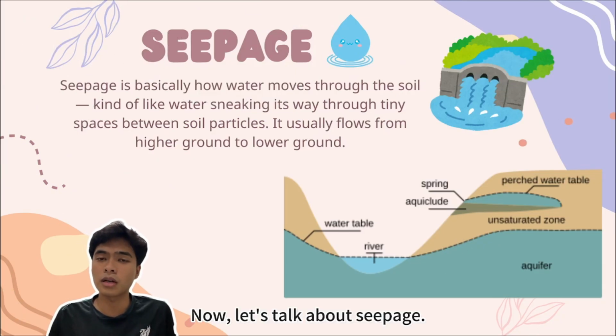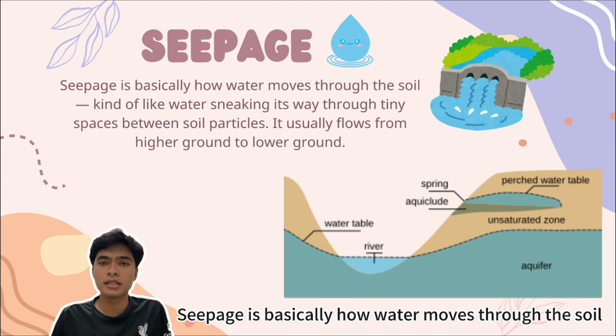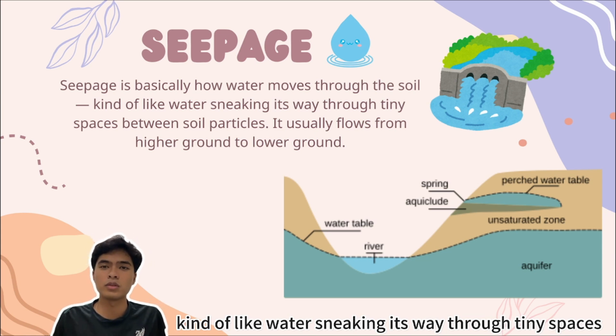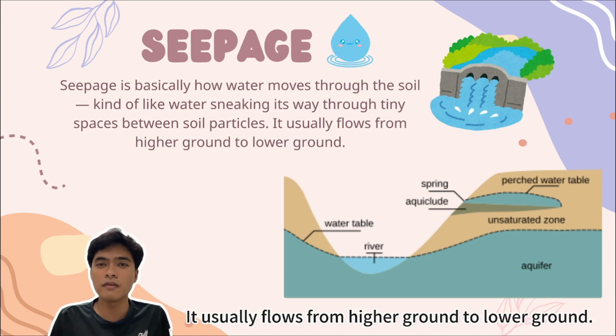Now, let's talk about seepage. Seepage is basically how water moves through soil. Kind of like water sneaking its way through tiny spaces between soil particles. It usually flows from higher ground to lower ground.